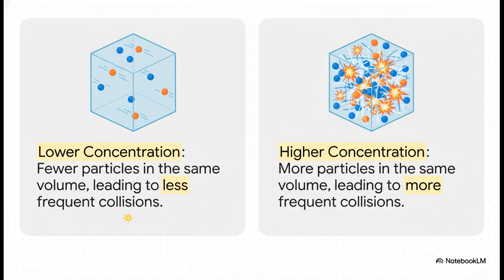So let's connect this to our factors. If you increase the concentration, you're basically just cramming more particles into the same amount of space. What's going to happen? Well, they're going to bump into each other way more often. That means more frequent successful collisions, and more successful collisions per second means a faster reaction. Simple as that. It's the exact same idea for increasing the pressure of gases.